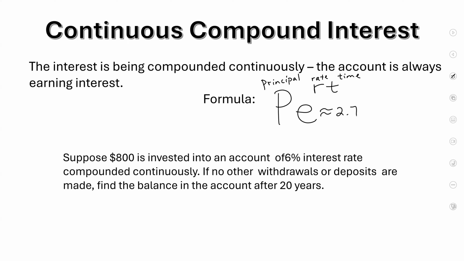All right, so let's look at an example. Suppose $800, that's your principal, and your key word is it's compounded continuously. That means you're going to need E. Change 6% to 0.06, and your time is 20 years. Go ahead and type this into your calculator. Guys, do not approximate E. Actually type in E so we get a most accurate number.